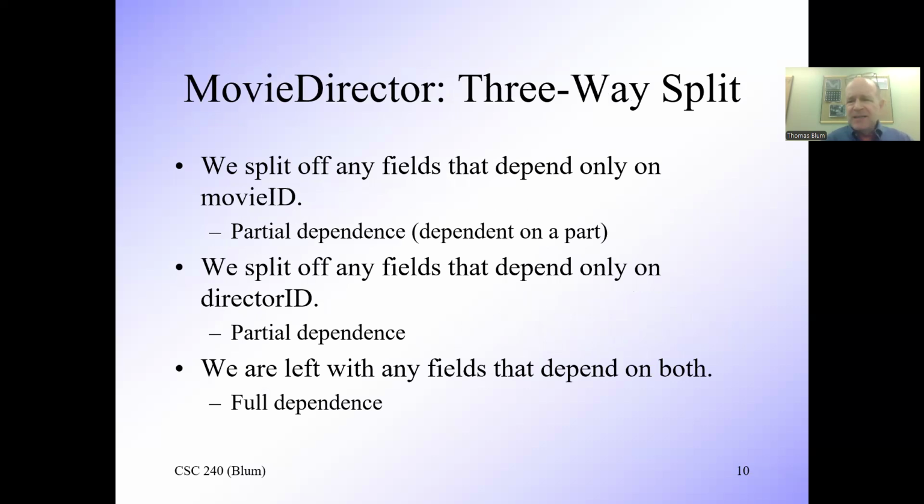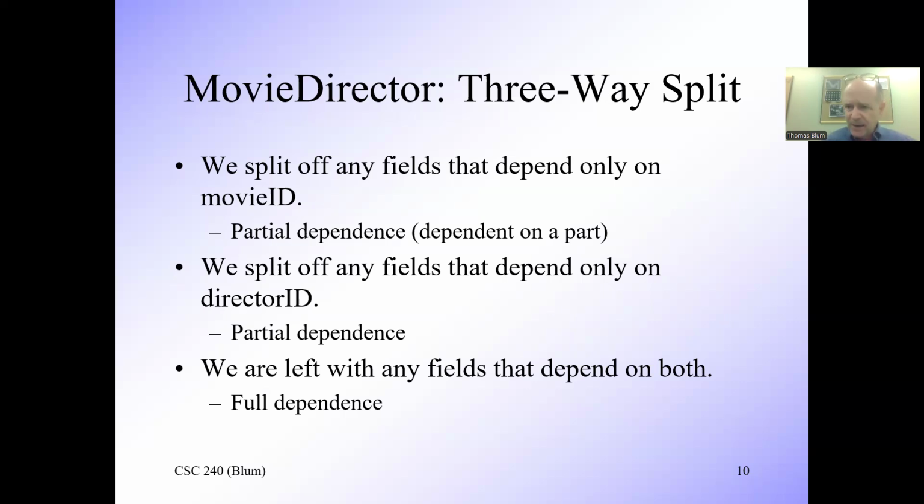Okay. So things that depend on just one key can be split off. We can split off all the things that depend just on the movie, creating a movie table. We can peel off everything that just depends on the director and make a director table. And then if there's anything left that depends on both, then that will stay in the original table.